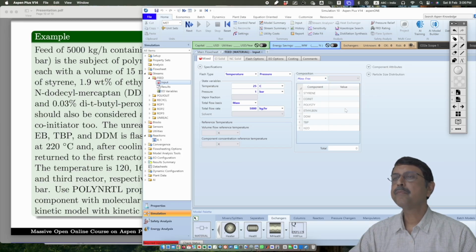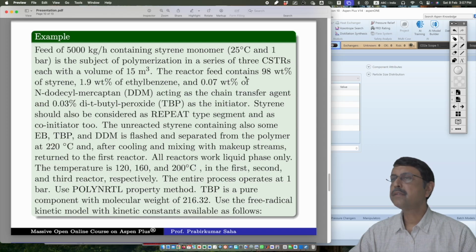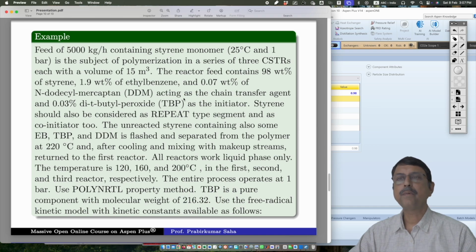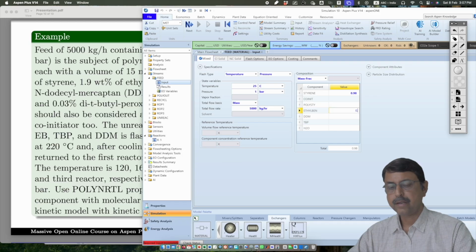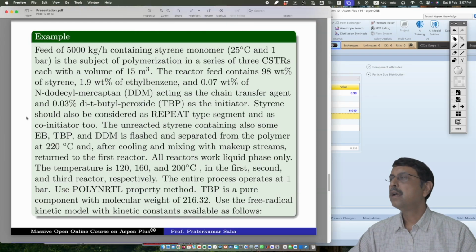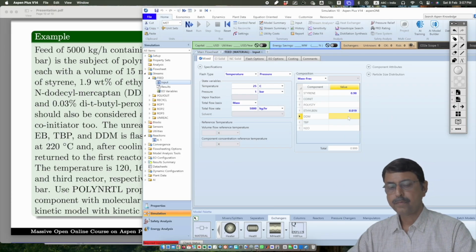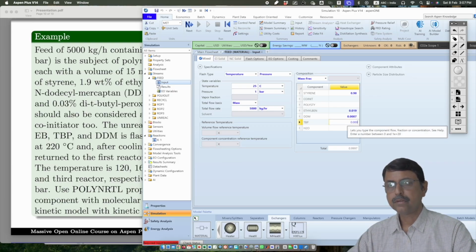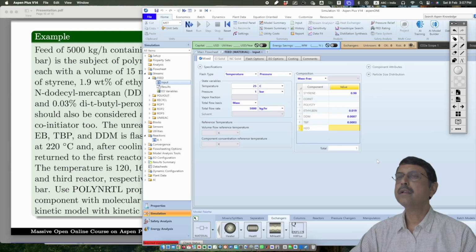Mass fraction. What is the mass fraction? Mass fraction is: reactor feed contains 98% of styrene. So this is 0.98. Ethyl benzene is 1.9%. So ethyl benzene is 0.019. 0.07 weight percent of DDM. So 0.0007. And TBP is 0.03%. So it is 0.0003. So that makes it 1, the total mass fraction. So feed is done.